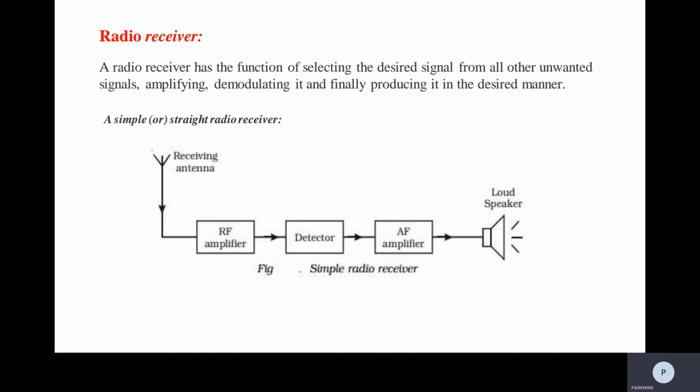First see this one. Here I repeat again. From the receiving antenna, the desired signal is selected by the radio frequency amplifier, the RF amplifier, and that is given to the detector. The detector, as the name itself says, detects the audio signal from the radio waves, and that audio signal is amplified by the AF amplifier. Amplifier means nothing but increasing the strength. The output of the AF amplifier is given to the loudspeaker. So that is how a simple radio receiver functions.